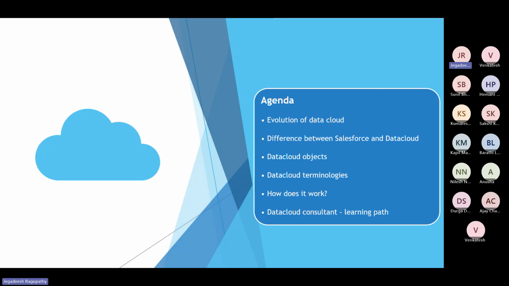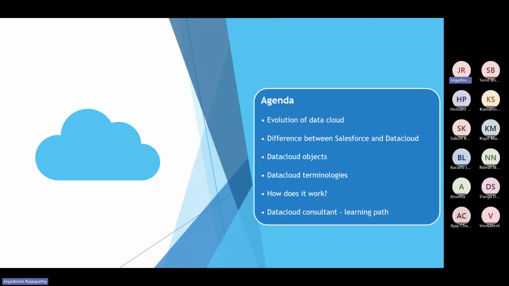Then a few data cloud terminologies. You could hear about segmentation, activation targets, harmonization, and unified profiles like that, right? We are going to see what they are, with practical examples of how they are applied in the real world, so that we can use the data cloud features. And finally, by combining all these features, how the data cloud works, as a pictorial representation. Then we will see how, as a consultant, I can learn the data cloud.